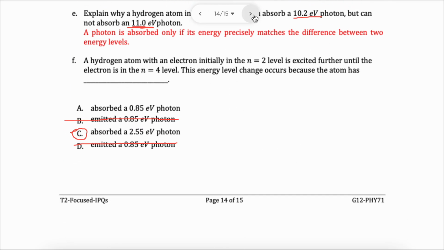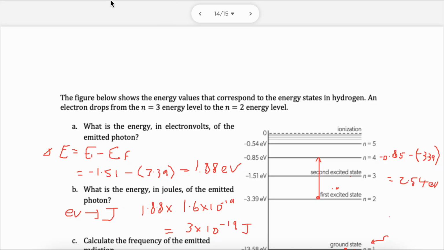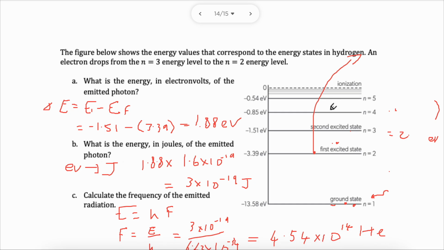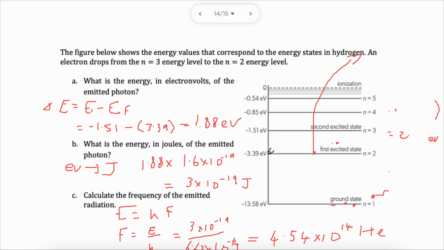Very nice. And last question, what is the minimum energy needed to ionize a hydrogen atom in an n equals 2 state? Minimum energy needed. Ionizing means the electron is escaping, that's what happens when you ionize. It escapes the atom. The minimum energy I need is the difference between here and the ionization level. This is 0, this is 3.39. I need a minimum of 3.39.